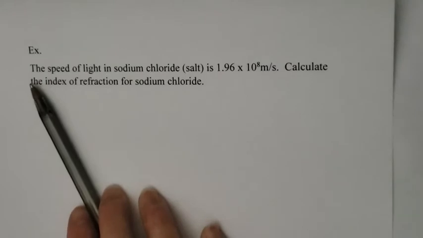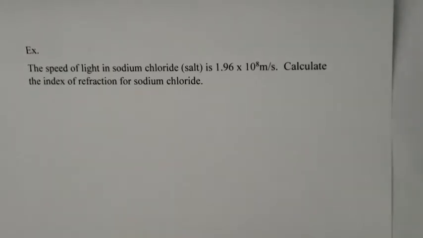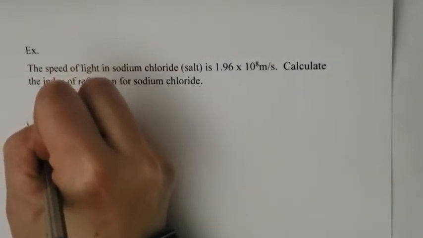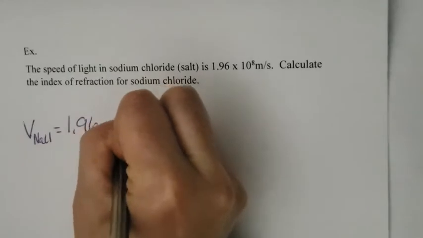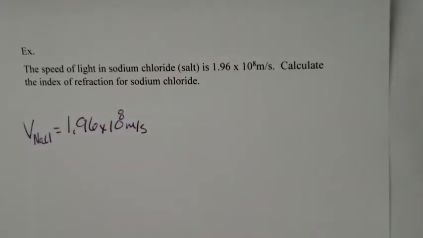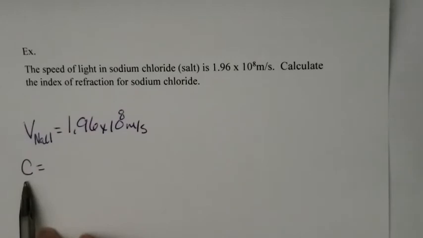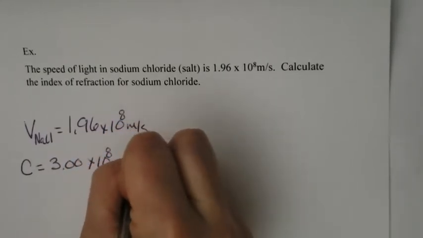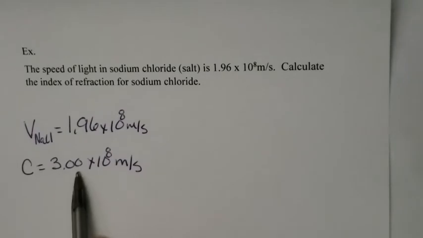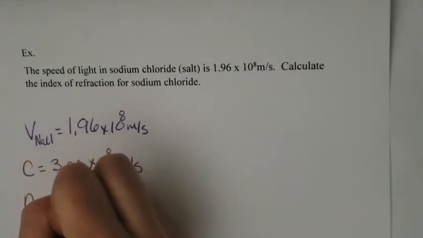I want to try an example. It says the speed of light in sodium chloride, which is just salt, is 1.96 times 10 to the 8 meters per second. The first thing we do is write down everything we know. The speed in sodium chloride, NaCl, is 1.96 times 10 to the 8 meters per second. I also know the speed in a vacuum, and it's such an important quantity we give it the symbol c, and that is 3.00 times 10 to the 8 meters per second. The 0.00 is just the accuracy they measured it to. Those two zeros really don't do anything. And we're looking for n. We don't know what n is.